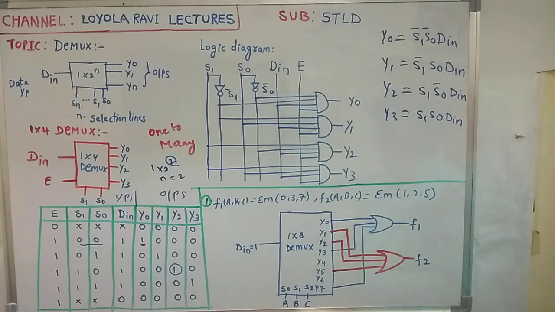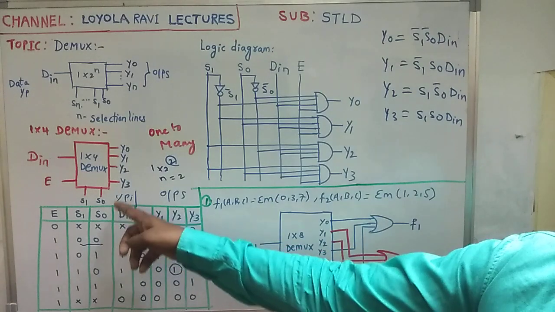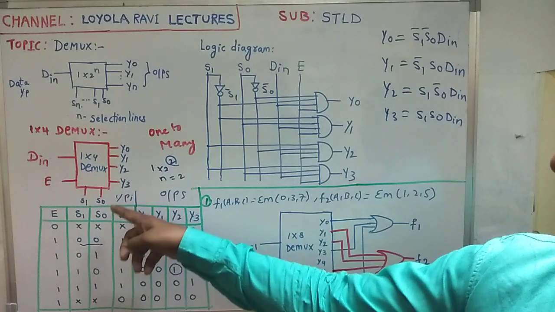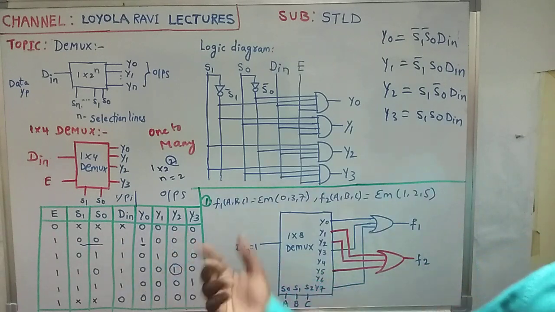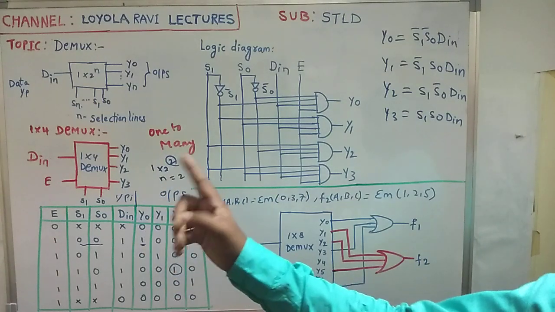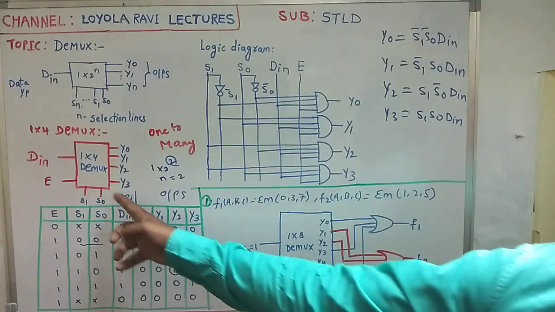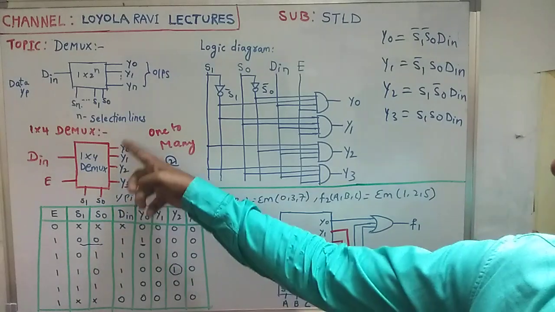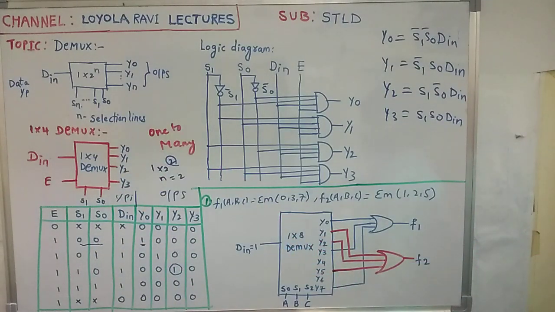decoder. Demultiplexer is similar to the decoder. Here these selection lines are acting as inputs for the decoder. For example, for a 2 to 4 decoder you take 2 inputs and 4 outputs, and for a 1 to 4 demultiplexer, see here, these selection lines are acting as inputs, these outputs are acting as outputs as usual, and the enable input is acting as D in. That is the only difference. So now we can implement some Boolean functions using a demultiplexer. This is the important one.